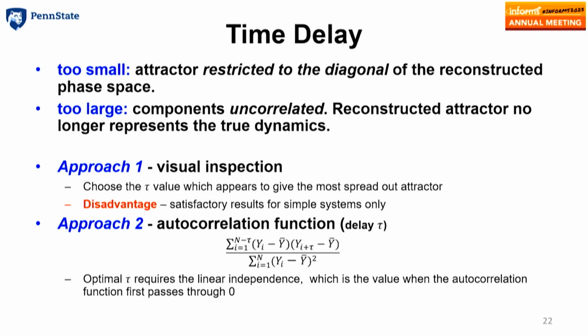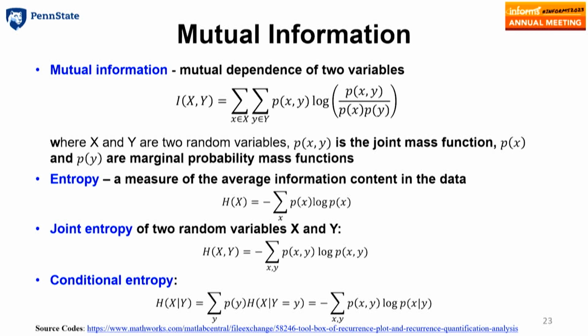So optimal tau requires a linear independence, which is the value when the autocorrelation function first passes zero. But this is linear correlation. Sometimes a system has nonlinear correlation, which comes to the mutual information. As we can see, this is a definition of mutual dependence of two variables.